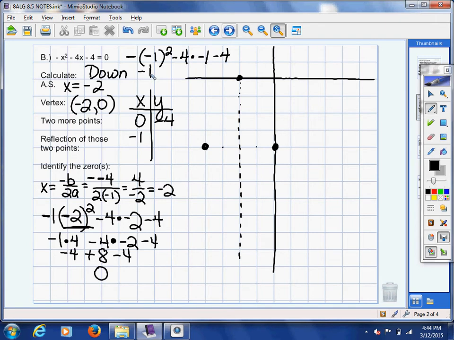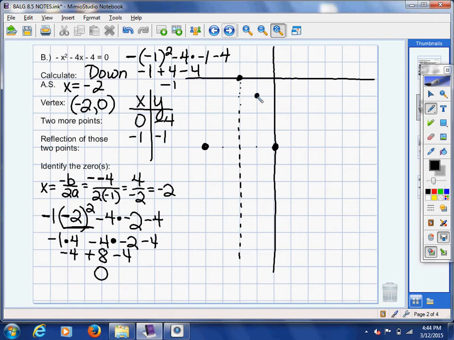Minus 4 times negative 1, that's positive 4, minus 4. Okay, negative 1 plus 4 is 3. 3 minus 4 is negative 1. Okay, you could have just put that in your calculator. I didn't take the time to do that.